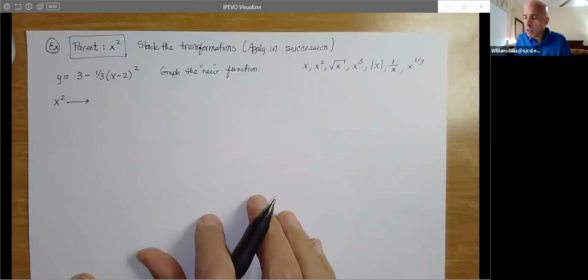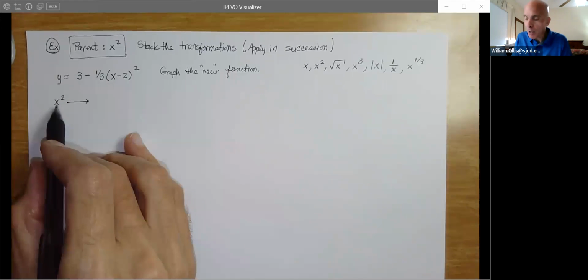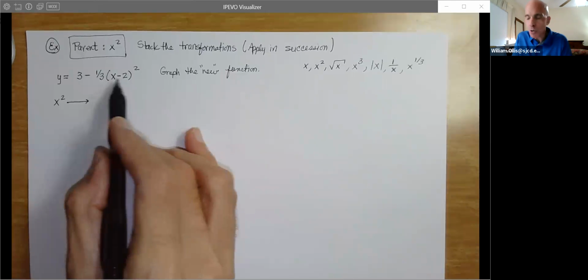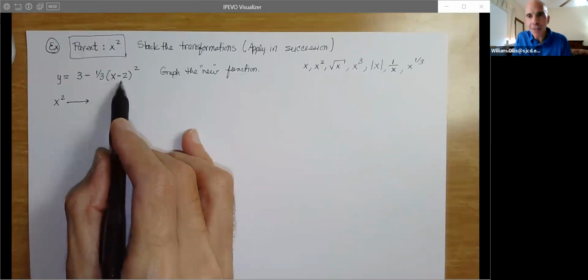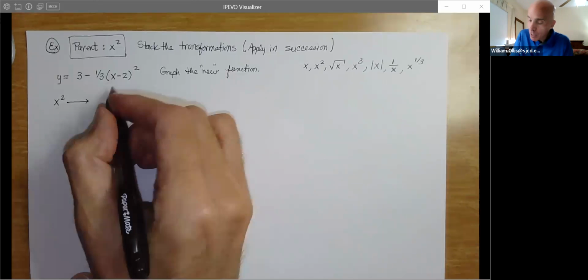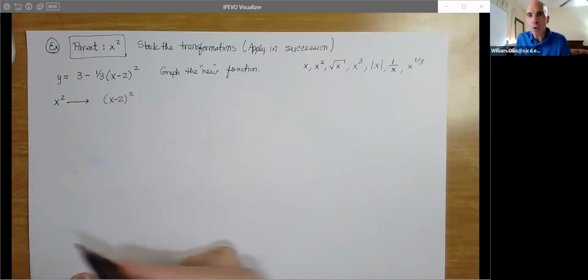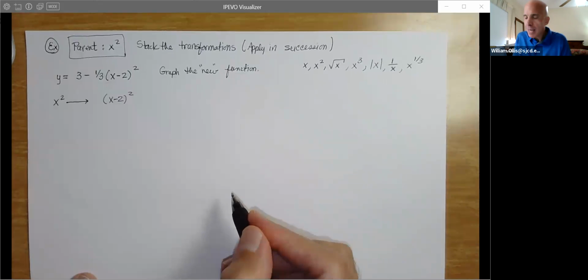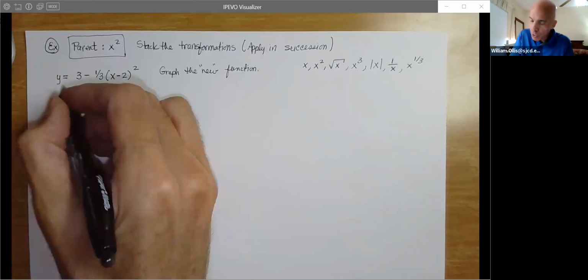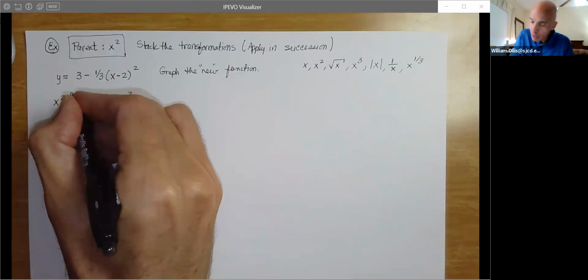So when we look at starting with the parent, we start on the inside and work out. Notice x has been replaced with x minus 2. So we say x minus 2 squared. Then we go back to our cheat sheet, and that's a right shift by 2. So we just write it in, right shift by 2.